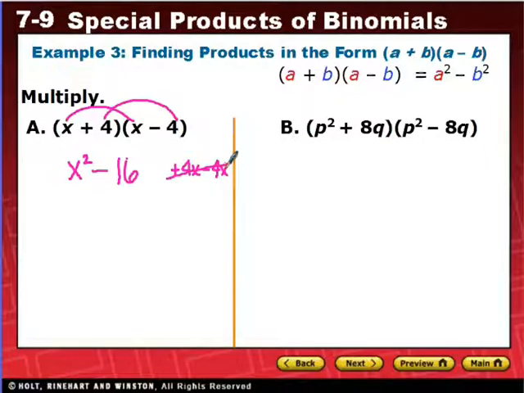And you should get, pause it if you're not done yet, p squared squared, use those rules, is p to the 4th power minus 64q squared. We don't get addition on these problems as the answer, always subtraction. Difference of two squares, not the sum of two squares.